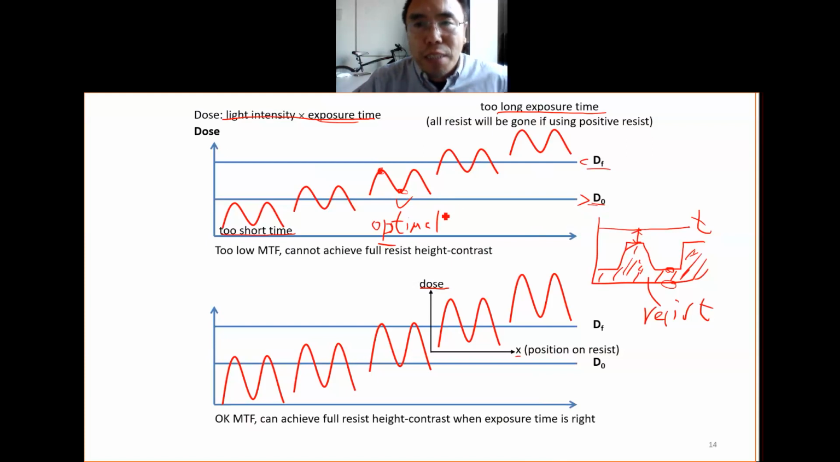So this means the MTF is too low. The MTF is too low. So this one is an okay MTF. For this case, you can see this part is higher than DF and this part is lower than D0. So the resist will be something like this: to the bottom, then to the top, then to the bottom. So the pattern height will be the same as the thickness of the resist. So this one is good.